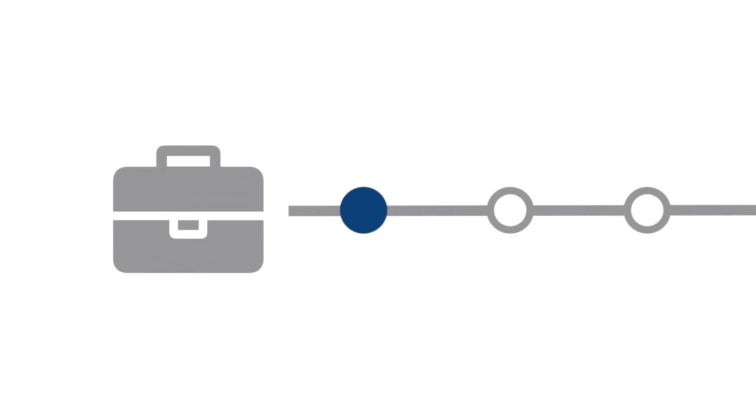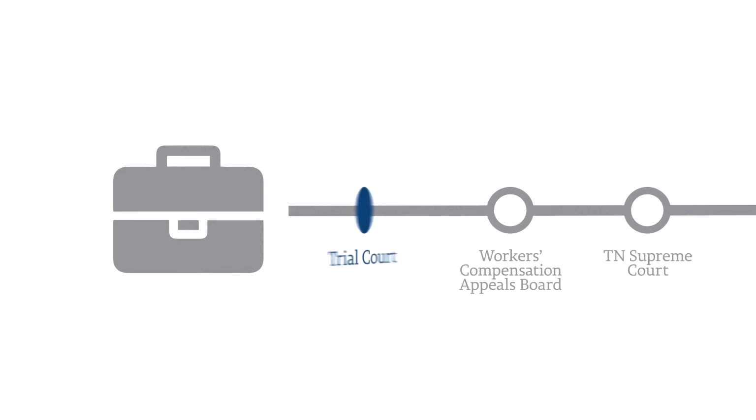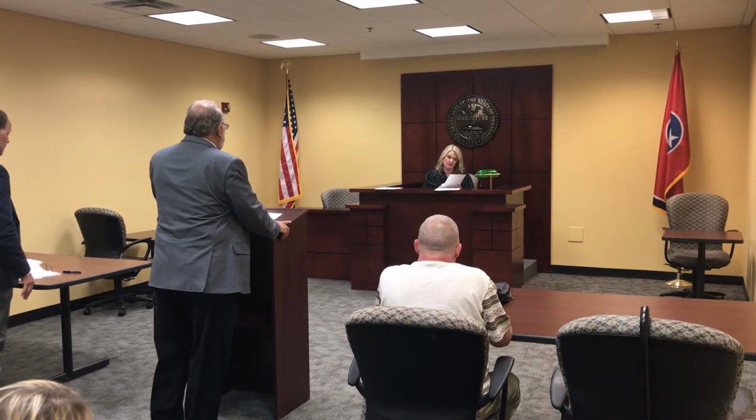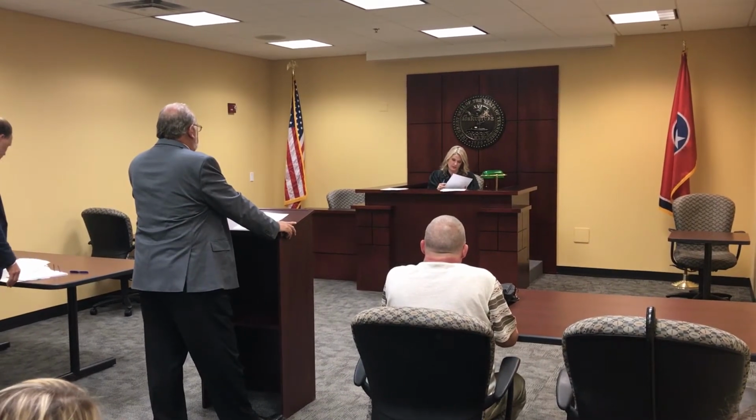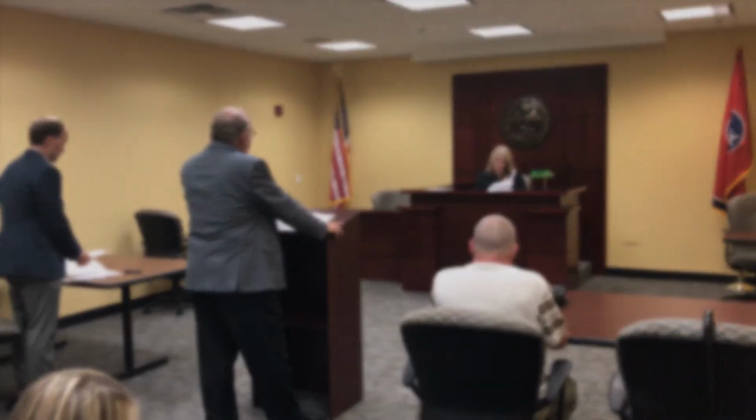Your case is probably either pending in or has already been decided by the Court of Workers' Compensation Claims, commonly called the trial court. These judges decide cases involving parties who cannot agree on a resolution to their workers' compensation dispute. In the trial court, parties present their evidence, such as medical records, oral testimony, or affidavits, to the judge. This is the only court that conducts trials of workers' compensation cases, as there are no trials on appeal.